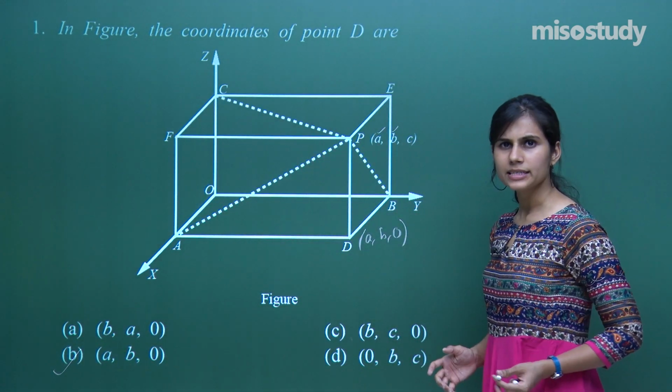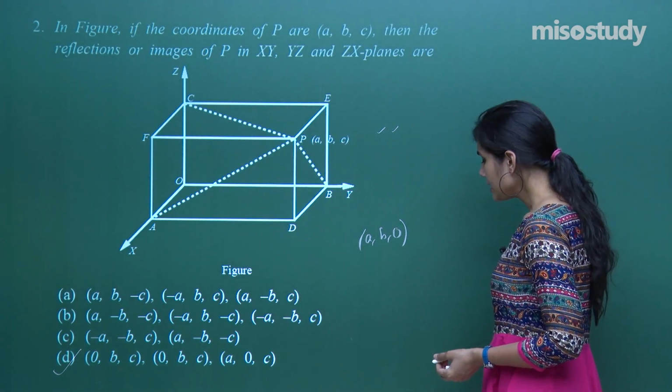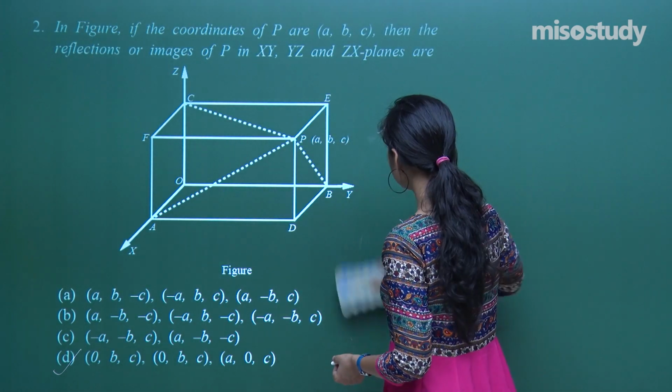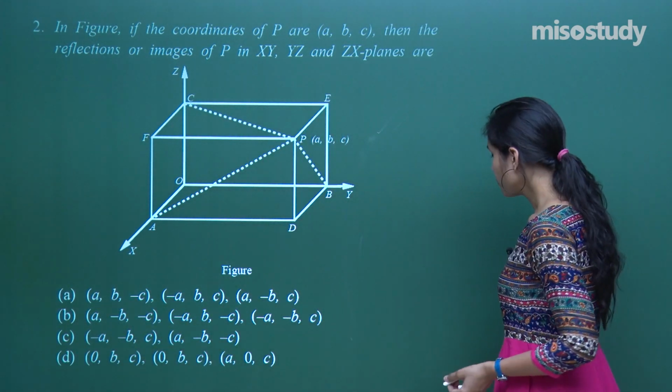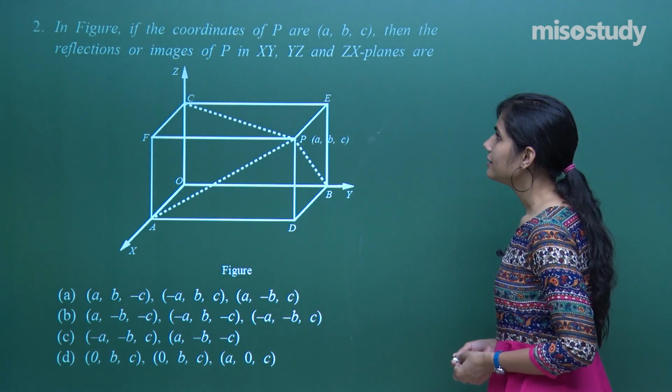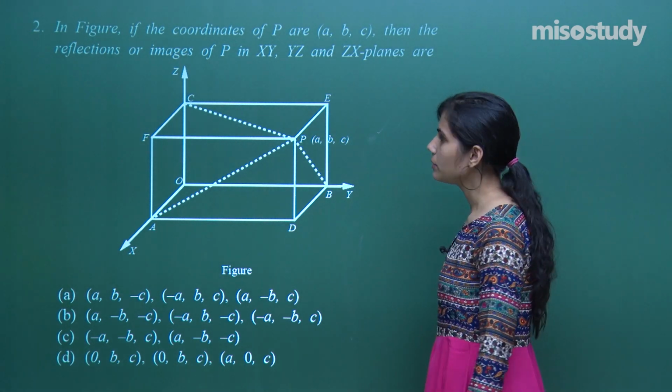That's something very basic, okay? Moving on to the next question. Again it says in the same figure, if the coordinates of point P are A, B, C, then the reflection of P in the XY plane, YZ plane, XZ plane will be what?